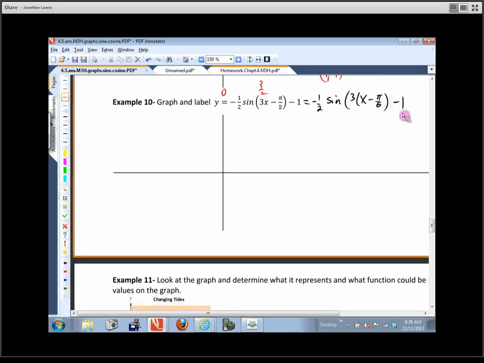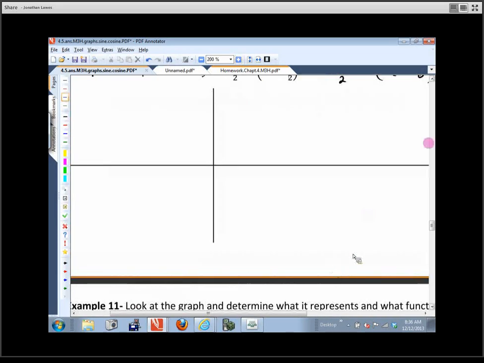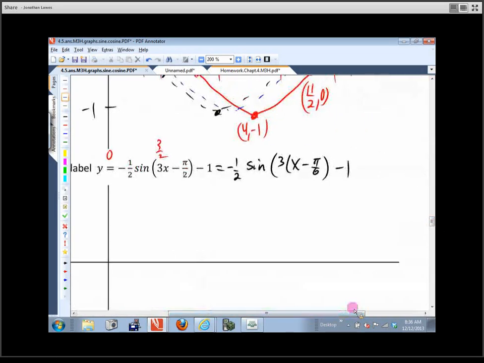And then -1. Okay? So let's figure out, what do each one of these things do to the graph? So what does the negative do? Okay, so that's a vertical flip. What does the 1/2 do? Changes the what? Changes the amplitude. Okay? What does the 3 do? Speeds it up, changes the period, right? So let's figure out what the period is. The new period is going to be the old one divided by the period change factor. So this is going to complete a cycle in 2 pi thirds.